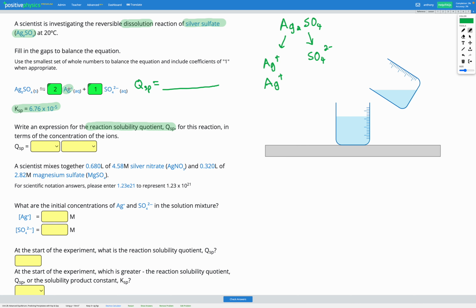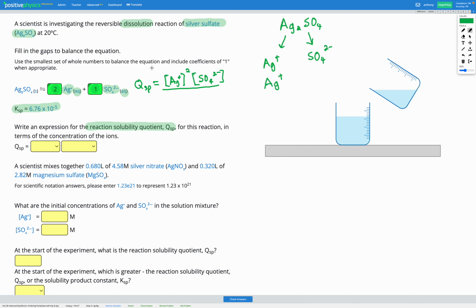So here we have Ag plus aq, so that can be included in our equation, and we've got a coefficient of 2. So that means we've got the concentration of Ag plus, and it's going to be to the power of 2. Then we've got SO4 2 minus. Again, it's aqueous, so it's going to be in our equation, and we've got a coefficient of 1. So we're going to have the concentration of SO4 2 minus to the power of 1. Remember, to the power of 1 is just the same as the thing itself.